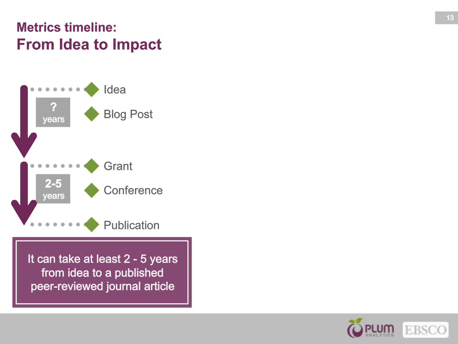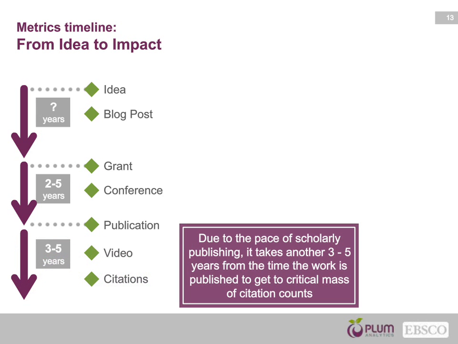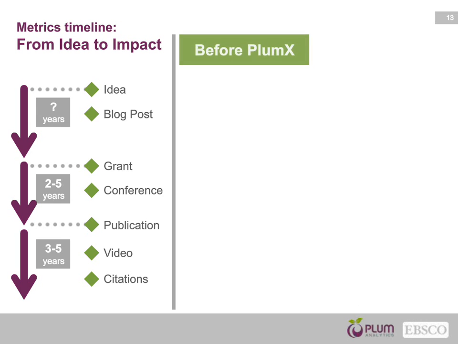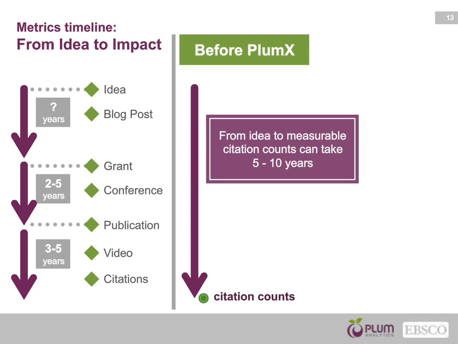Then after the publication is out there, people then need to read it, do their own research, write their article, and get it published in a peer-reviewed journal. That cycle time can take an additional 3 to 5 years before you get to enough citations that have built up about that work to be able to talk about the impact that it had. So what that means is you're waiting basically 5 to 10 years from the time someone has an idea until when we get these measurable counts that we can talk about.